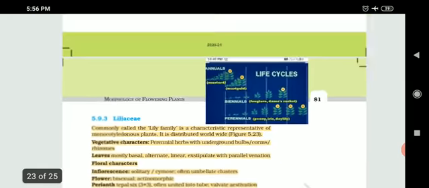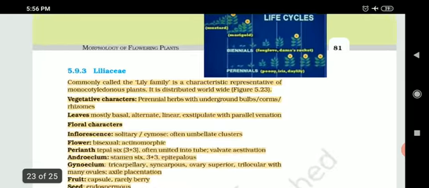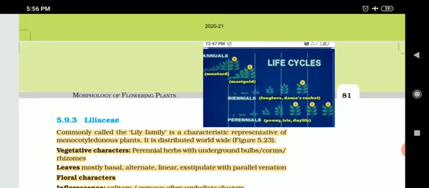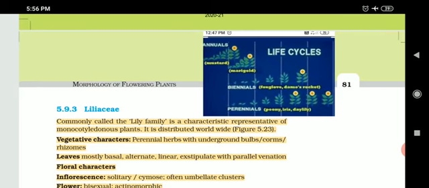Now coming to second family, that is the last part of the chapter, that is Liliaceae. So lily family, so it is monocotyledonous in nature. Vegetative characters, if we talk about, they are perennial herbs. So here I have given a little description of annuals, biennials and perennials. Mustard, marigold, wheat, rice, maize, all these are annuals. They are giving us fruit once a year.